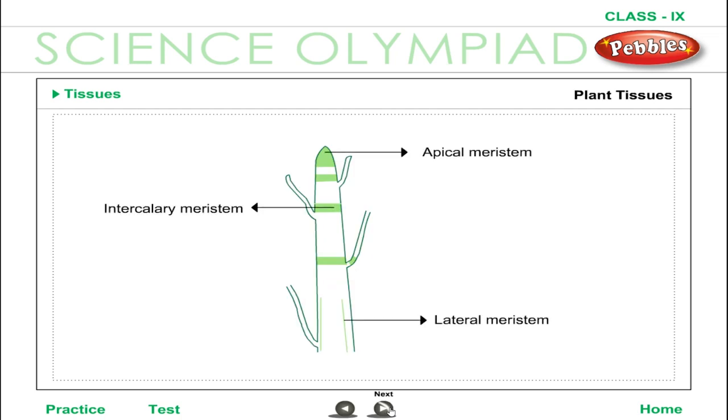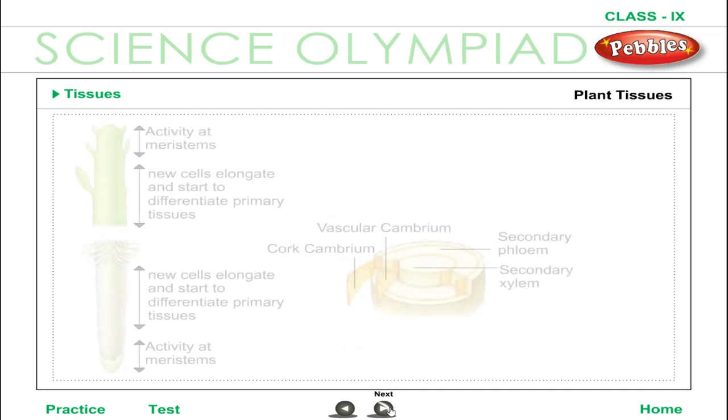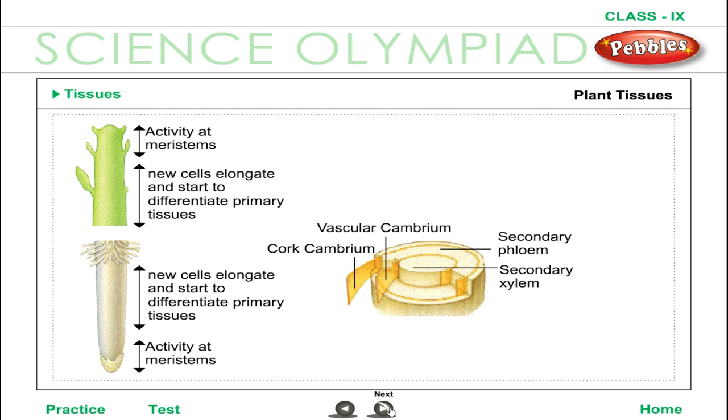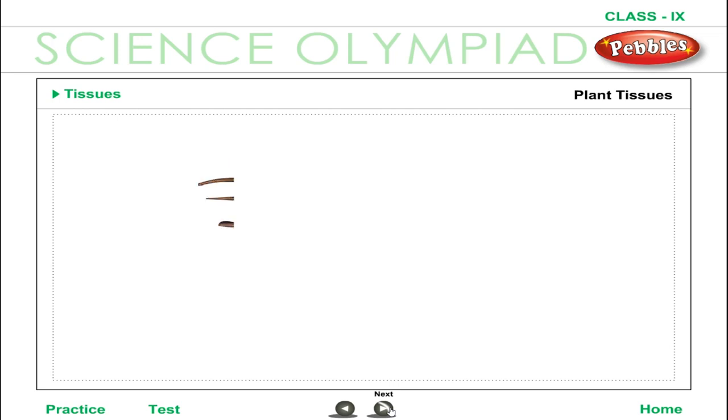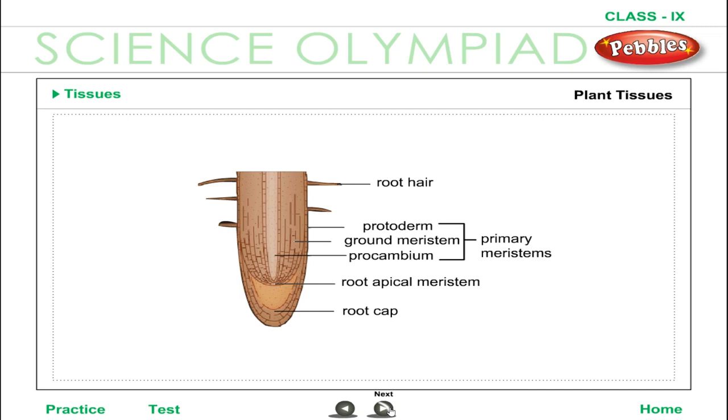Plant tissues. The growth of plants occurs only in certain specific regions. This is because the dividing tissue, also known as meristematic tissue, is located only at this point. Depending on the region where they are present, meristematic tissues are classified as apical, lateral, and intercalary. New cells produced by meristem are initially like those of meristem itself, but as they grow and mature, their characteristics slowly change and they become differentiated as components of other tissues.